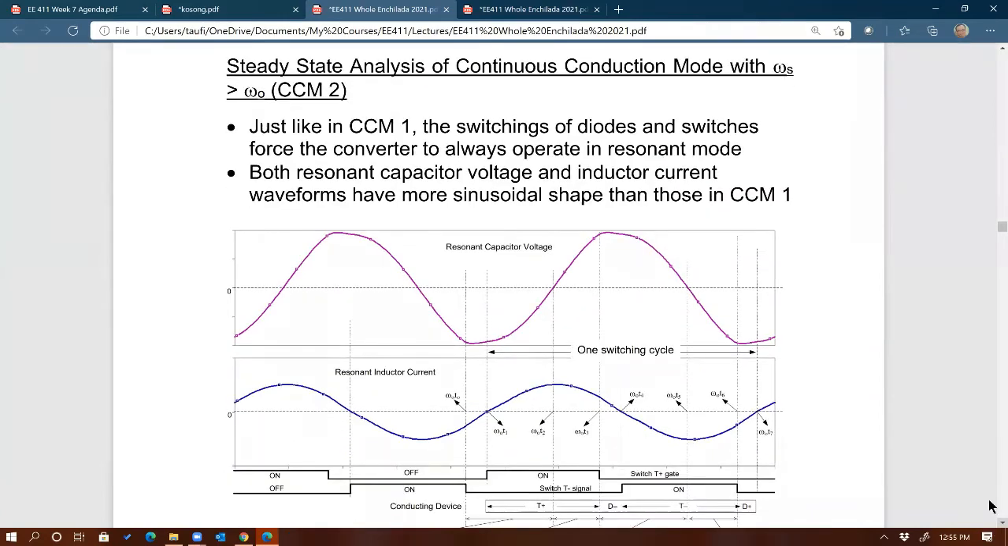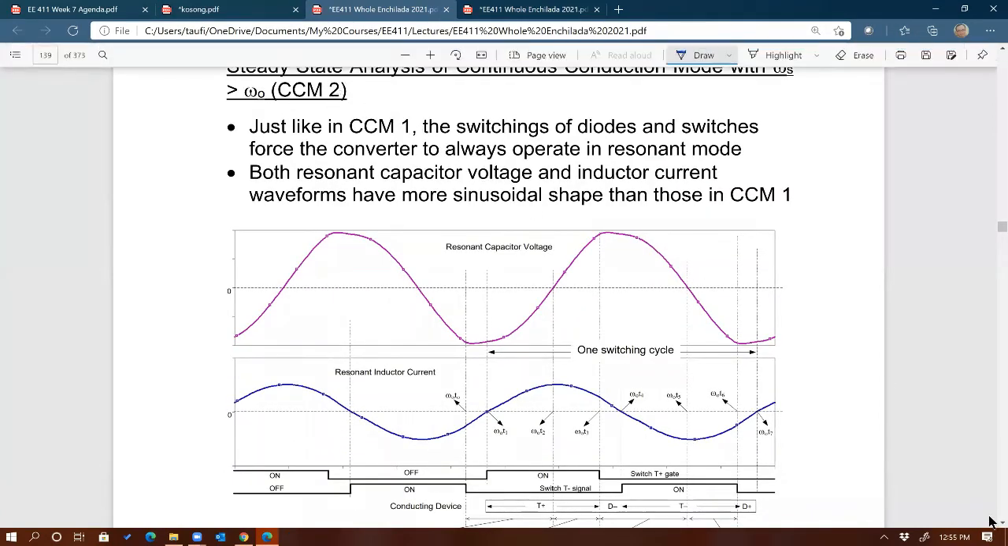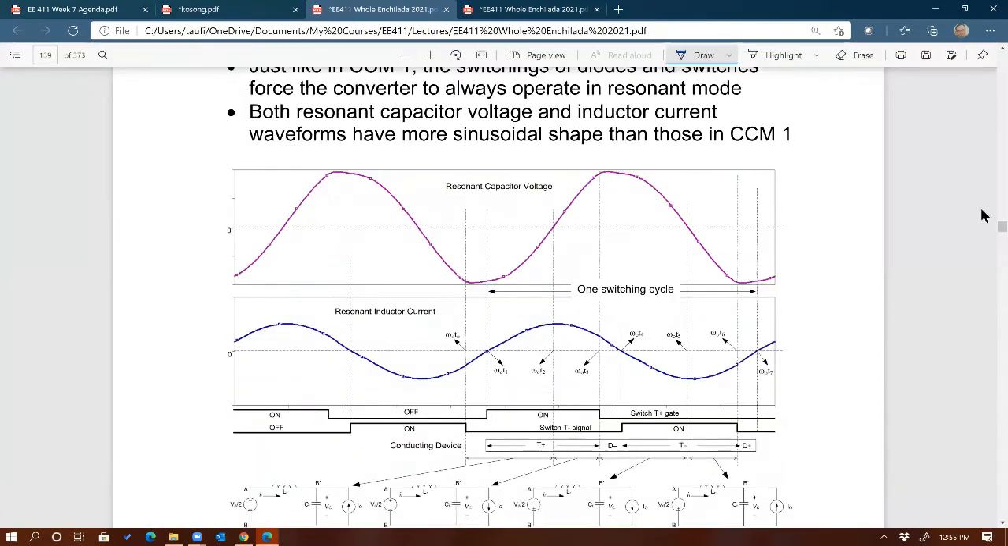Same thing with the last one right here, CCM2. You have the table that you need to practice, right? Soft switching characteristics. And have a look at the quality of the sine wave here. It's even better, right? Look at the inductor current. It's almost like a perfect sine wave there, right?